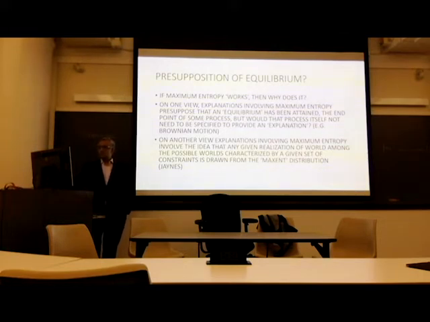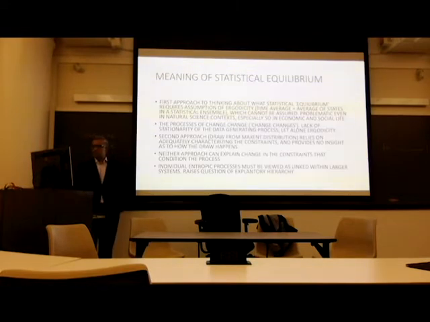Another view, explanations involving maximum entropy involve the idea, and I believe this is associated with Jaynes, that any given realization of the world among the possible worlds characterized by a given set of constraints, which we abstractly specify, is drawn from the maximum entropy distribution. Okay, so the world we live in is just one world drawn from that distribution. These are two different ideas.